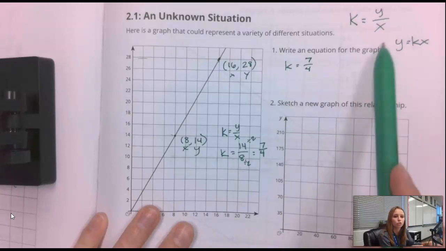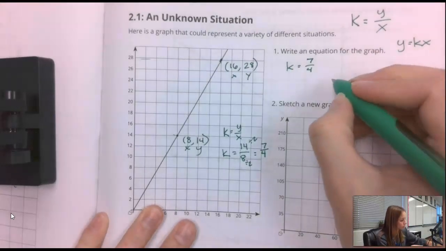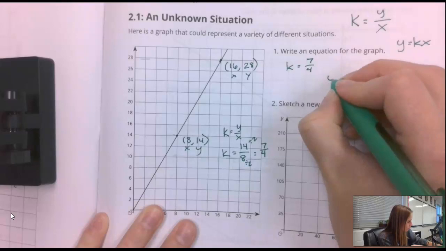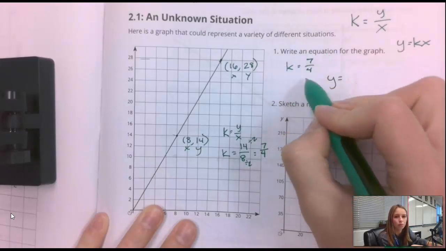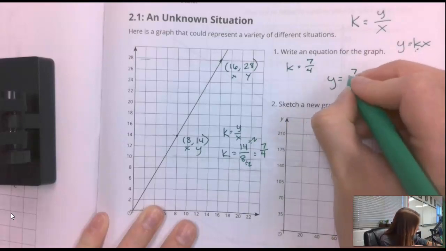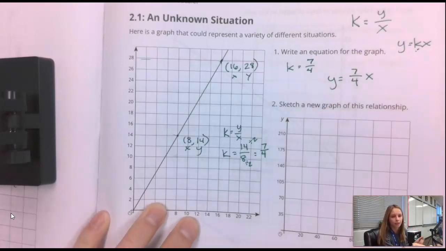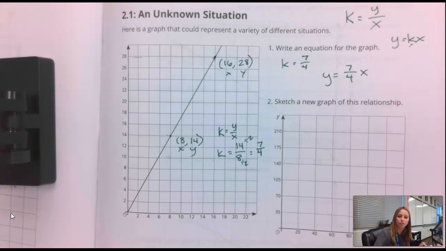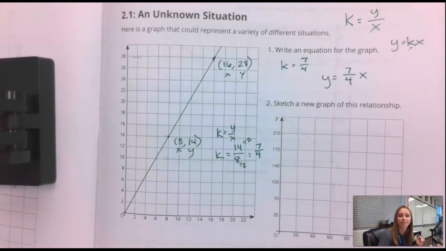So let's go ahead and write the equation for the graph, and we're going to use our constant of proportionality. So the equation for this line would be y equals, I'm going to plug in 7 over 4 for my k value, and then x. So right there would be the equation for this line.